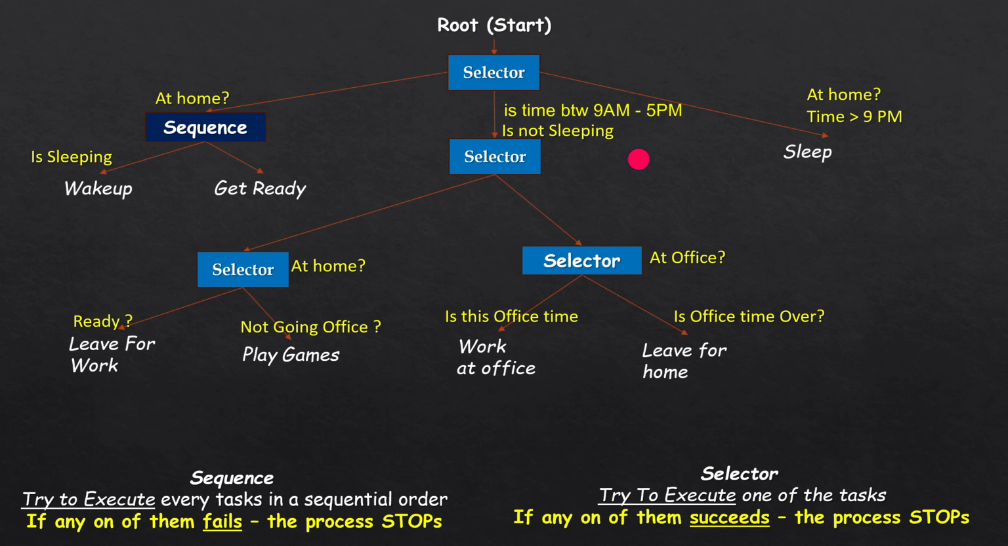So we will say, okay, let's put time here. And now this will fail and the selector will go to here and it will say, yes, I'm at home. My time is greater than 9. So I need to sleep. So you will sleep. Now you'll go back. Are you at home? Yes. Are you sleeping? Yes. So wake up. Does that make sense? So this is how you create the structure.